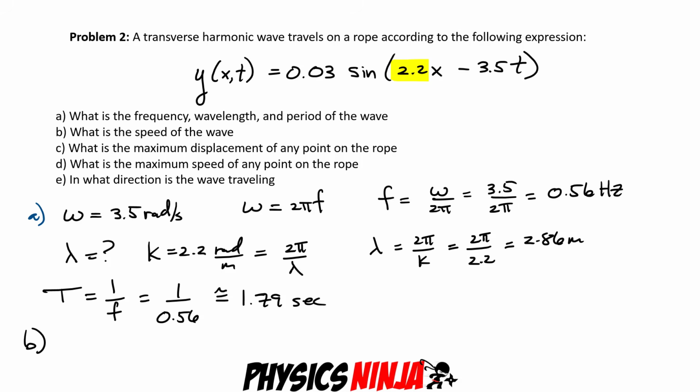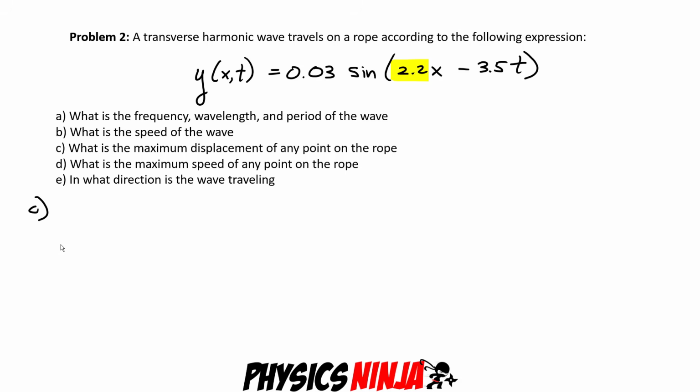All right, problem B now says, what is the speed of this wave? Super easy. If you know the wavelength and you know the frequency, you automatically know the speed of the wave. We know the wavelength we calculated was 2.86. Our frequency was 0.56. So that means the speed of this wave should be approximately 1.6 meters per second.